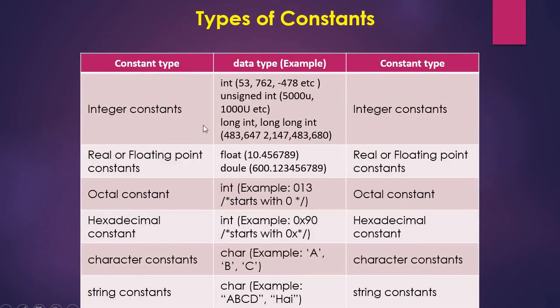Types of constants. These are the various types of constants: integer constant, real or floating point constant, octal constant, hexadecimal, character constants, string constants. And I have mentioned the data type, how we can use it, and this is the constant type.